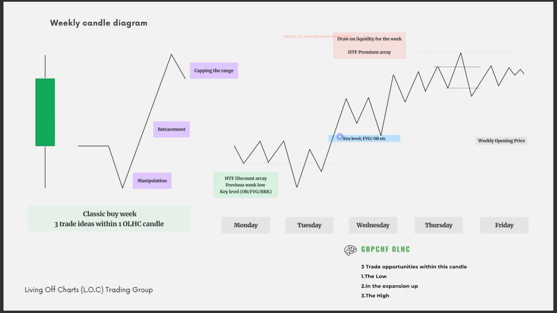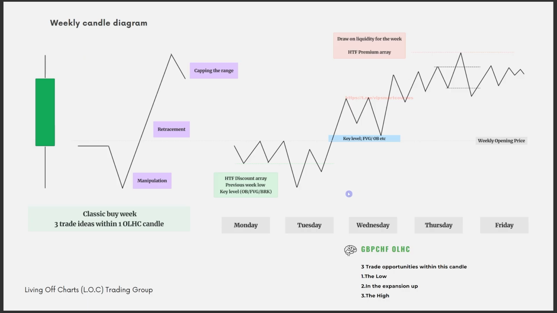Now when that expansion happens, right, there is a retracement coming as well. There will be a key level where price goes back and retraces into. That key level could be a fair value gap, an order block, or a breaker, like we explained earlier. And using the weekly opening price as well, you can see if the manipulation lower has happened already, and then once the expansion happens above that weekly opening price, we can expect a retracement lower in that price leg. So that is another opportunity.